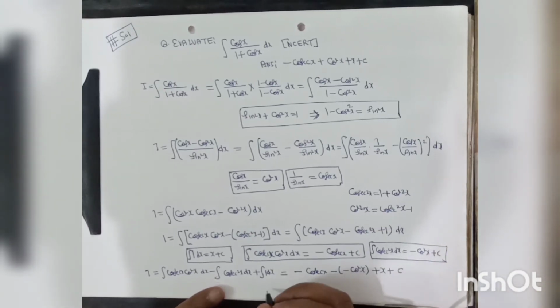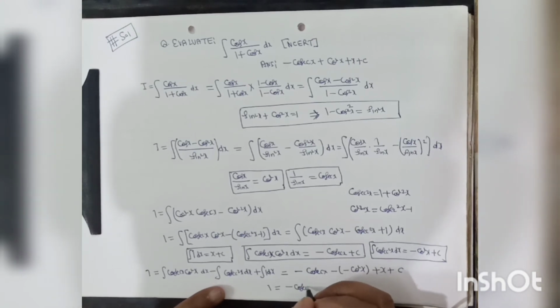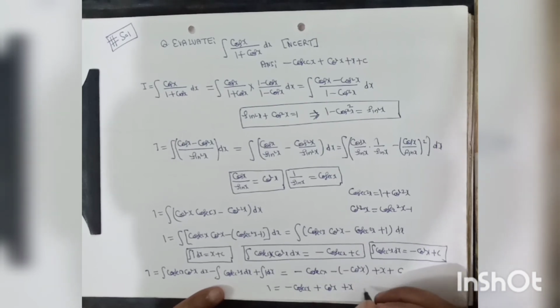So the final answer is I is equal to minus cosec x plus cot x plus x plus c. This is the required answer.